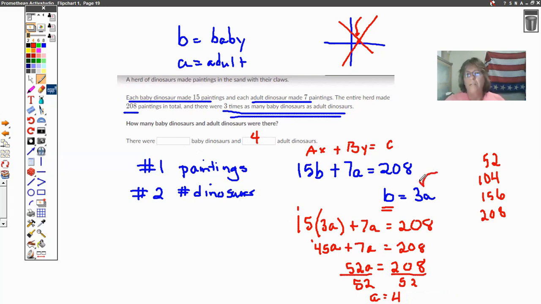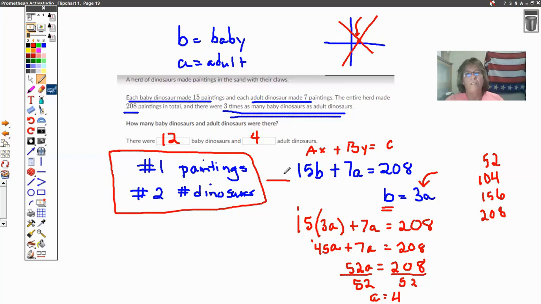And to find out how many babies, we'll just substitute here. 3 times 4 is 12, so we know there were 12 babies. So again, it's just that idea of understanding. I always start here because this makes creating these equations really easy. And so what I do is I always think about, well, what kind of equations can I write? And I'm going to need a system of equations to solve this, okay?